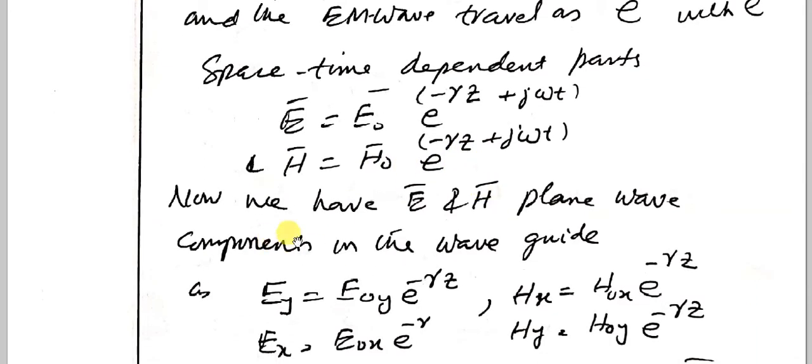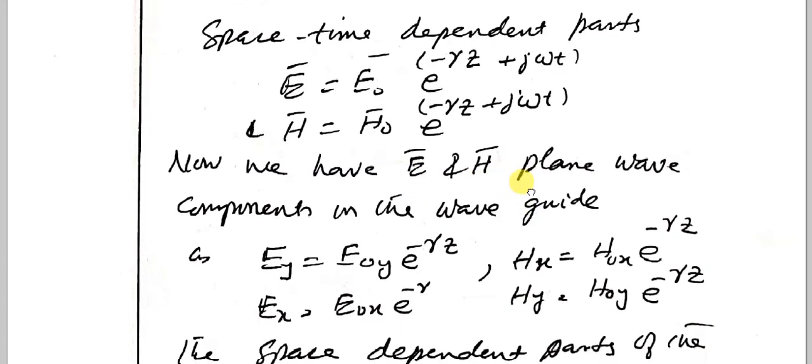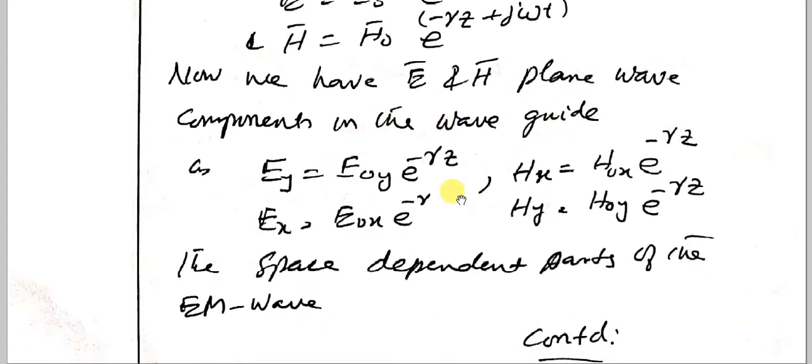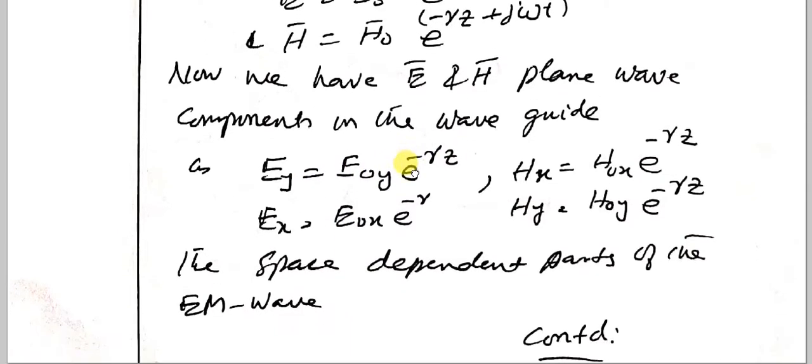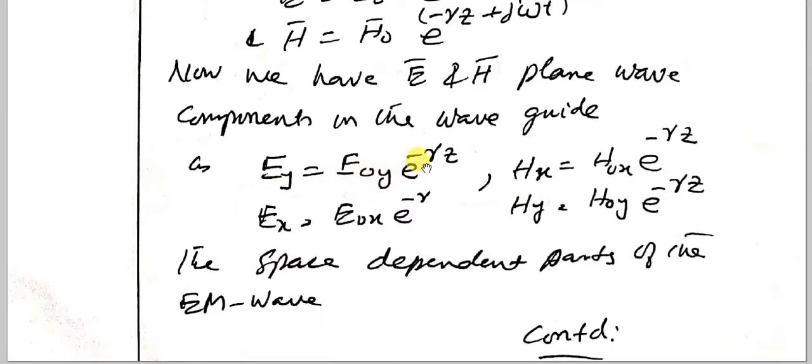Now we have E and H plane wave components in the waveguide. Now we express those. Ey is E naught y e raised to minus gamma z, Ex is E naught x e raised to minus gamma z. Correction made here: Ex is equal to E naught x e raised to minus gamma z. Similarly, Hy is equal to H naught y e raised to minus gamma z. These are the space dependent parts of the electromagnetic waves.